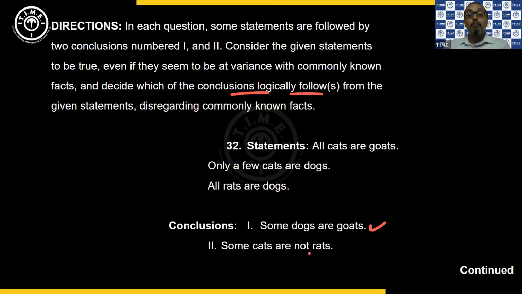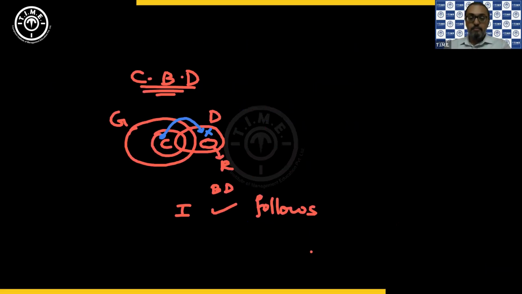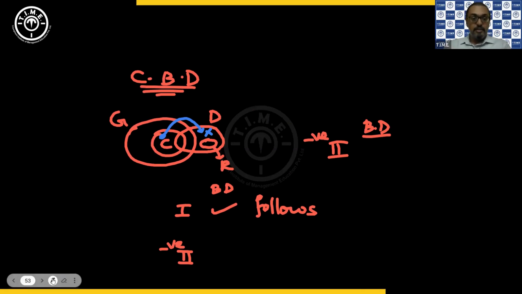Now the second one, some cats are not rats. So the second one is a negative conclusion, correct? Now some cats are not rats. Is it satisfying? Yes. Check. Look at the green color shaded portion. Is it inside the C circle? Yes. Is it inside the R circle? No. So that means you have a negative conclusion that is a yes in the basic diagram.